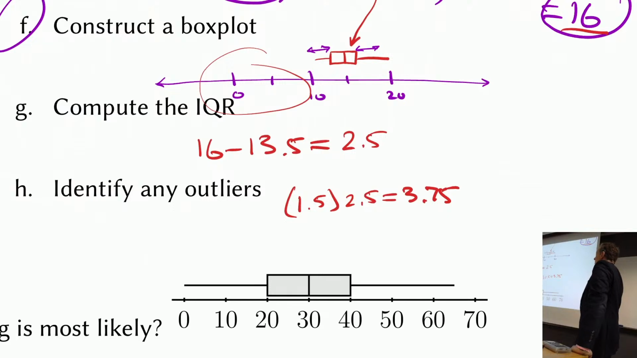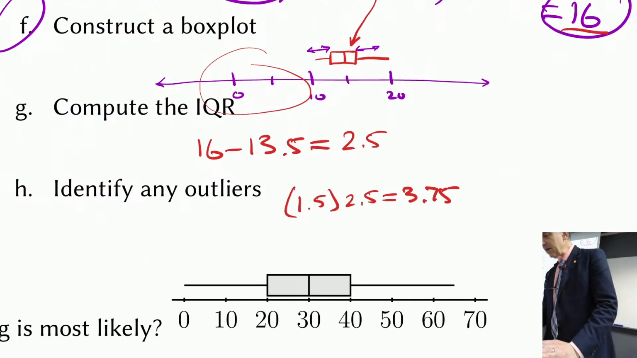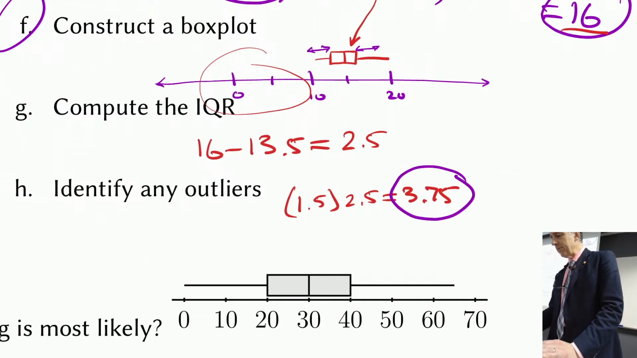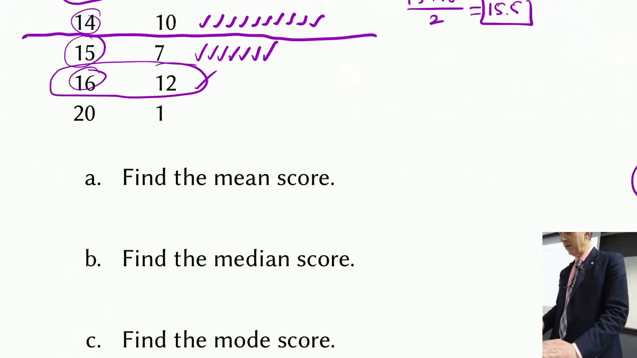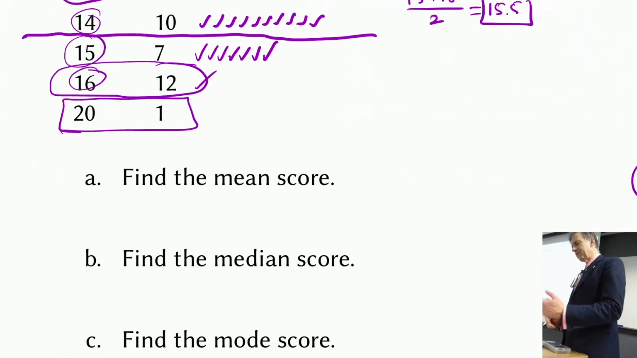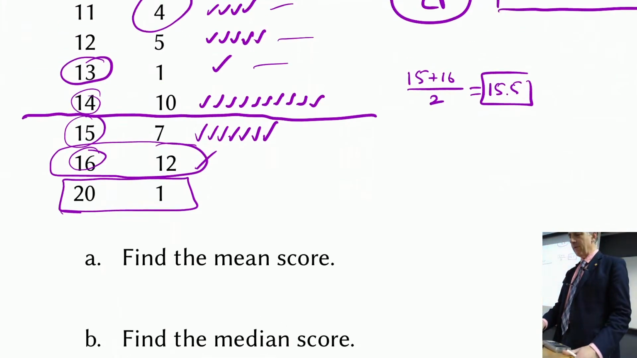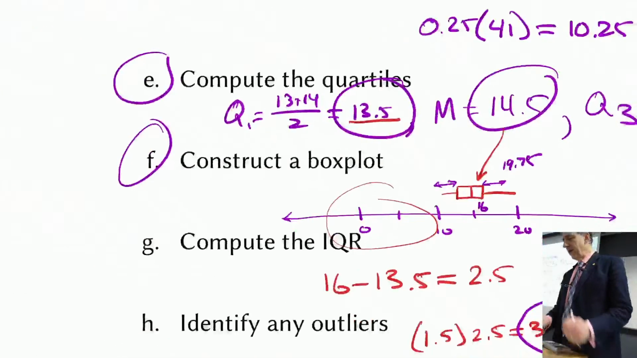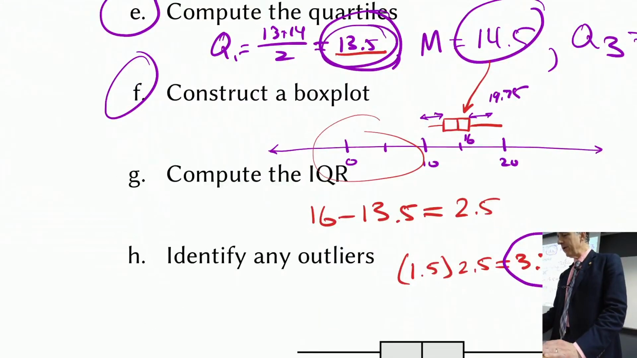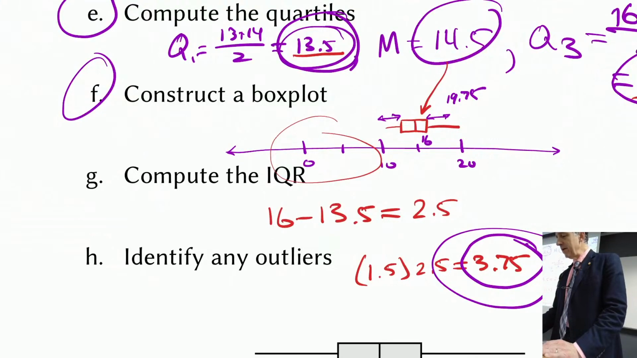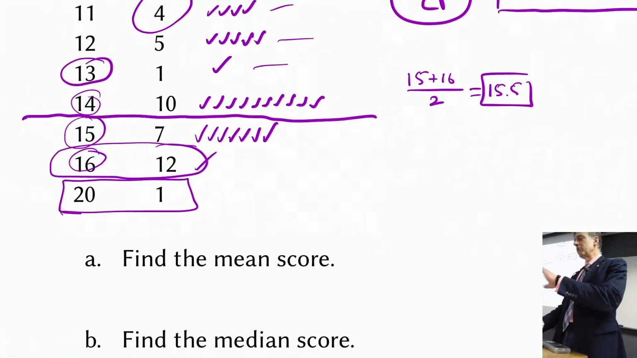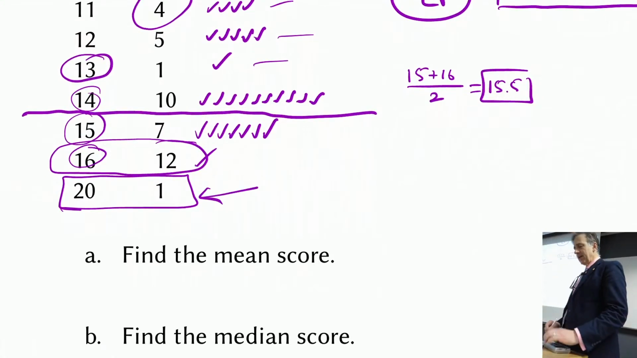So let's see how far our numbers are. 16 is the top of the box. So if you're beyond this from 16, so here's 16, 16 plus 3.75 is 19.75. So 20 would be considered an outlier, which kind of makes sense. If you look at it, that's kind of far away from the rest of the data. What about the other end? If you take 13.5 and subtract 3.75, you get 9.75, and that's below all of our data. And so there are no outliers on the bottom, but this is an outlier on the top.